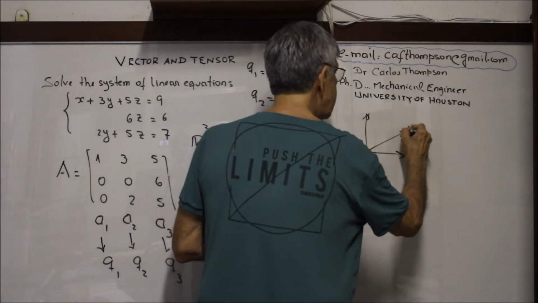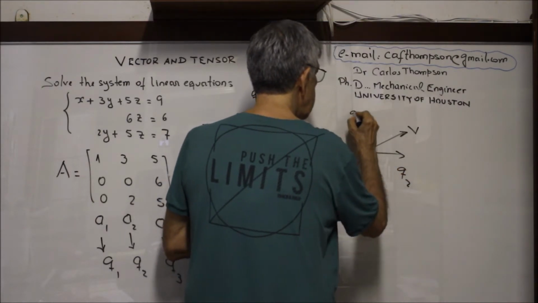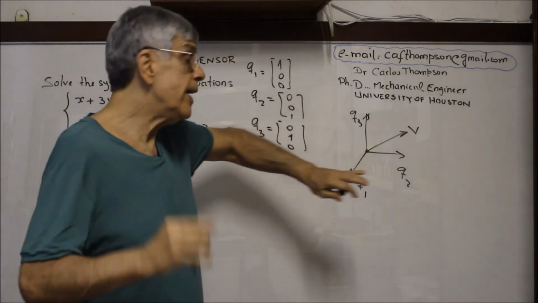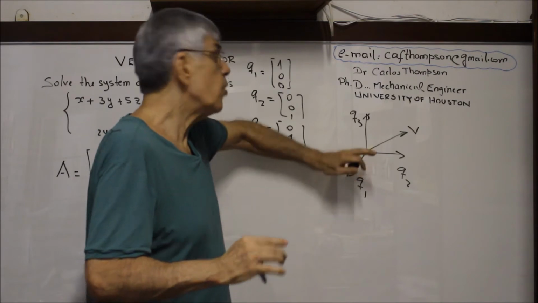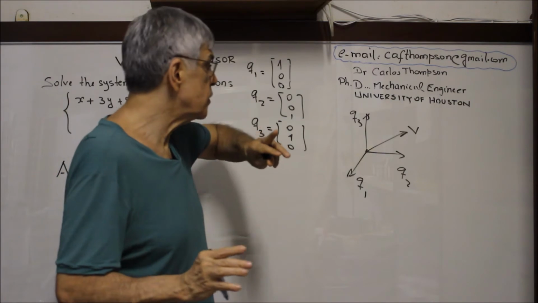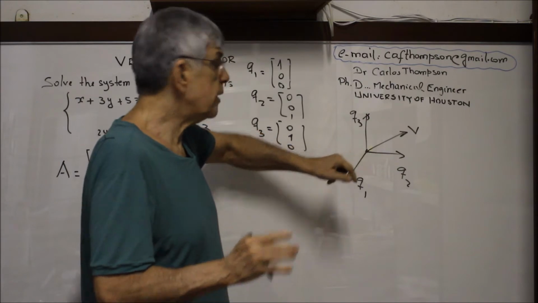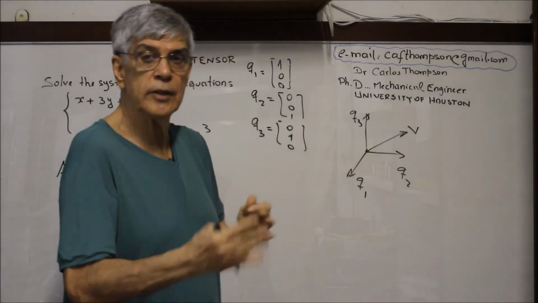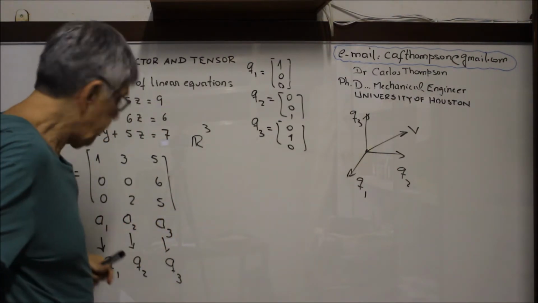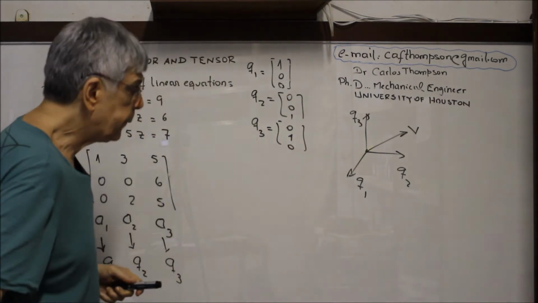I can express any vector in terms of Q1, Q2, and Q3. Okay? They must be linearly independent. They don't have to be orthonormal. In this case, it's orthonormal. If I have three linearly independent vectors in R3, any vector can be written as a linear combination of these three vectors. So let's do this with each column of A. You see why I'm doing this, okay? You're going to see why.